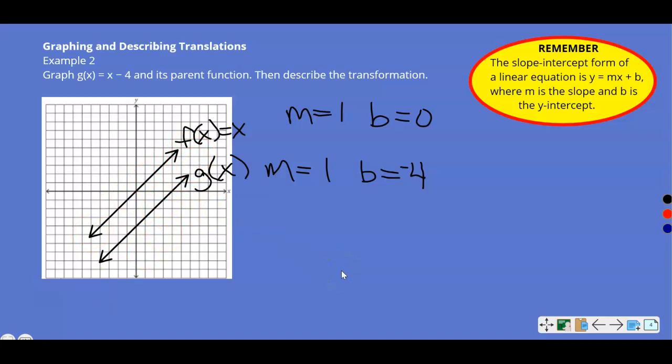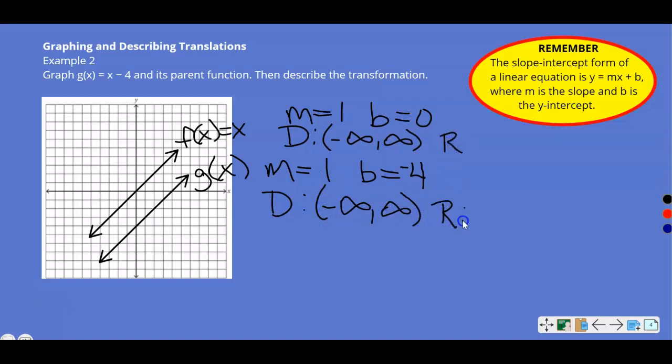So both of them have a domain of all real numbers, which is written as negative infinity to positive infinity. And the range, likewise, your range goes for your y values, so up and down, it is going up and down forever as well. So also negative infinity to positive infinity. You should have studied domain and range in depth in Algebra 1, so hopefully this is just review when we talk about domain and range.